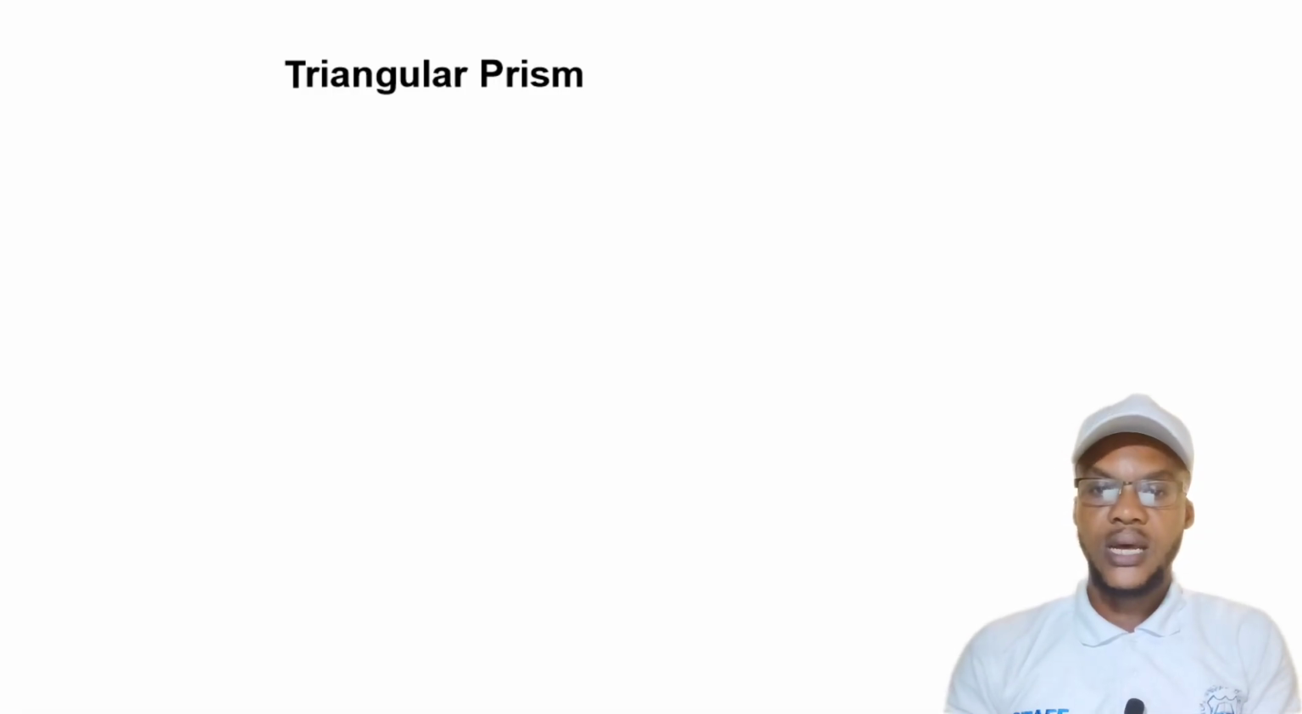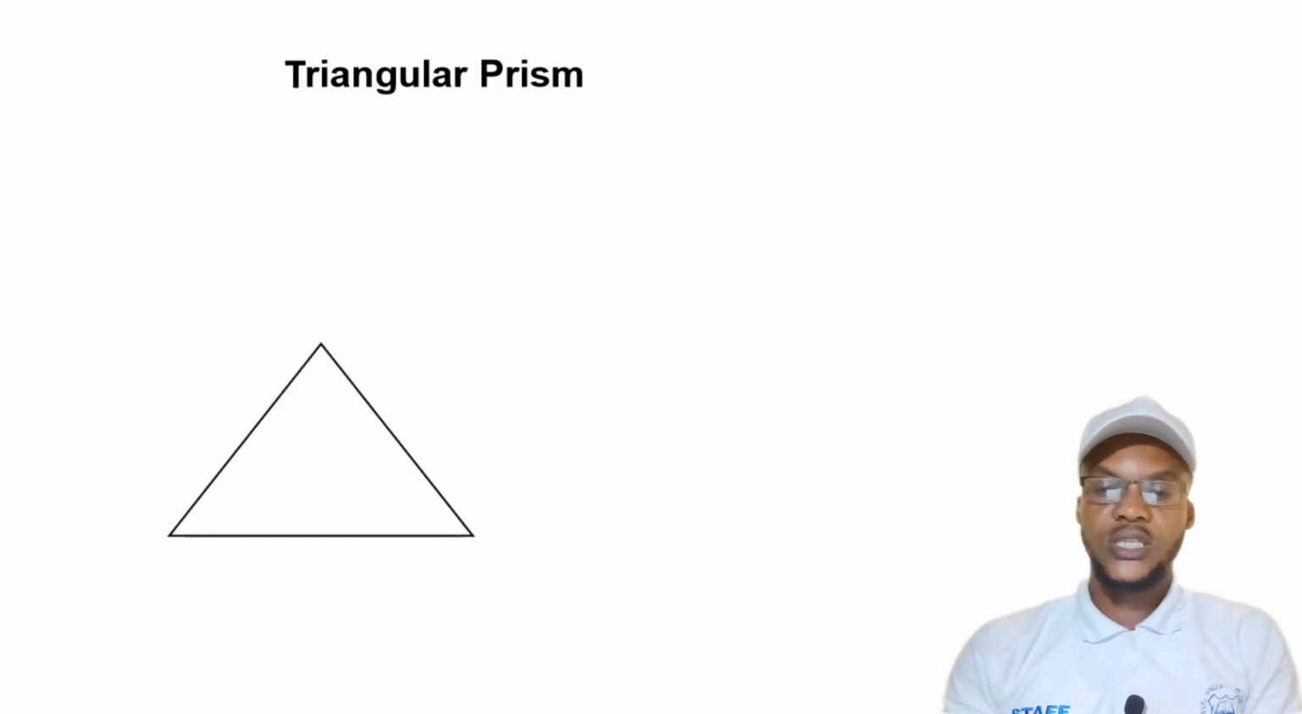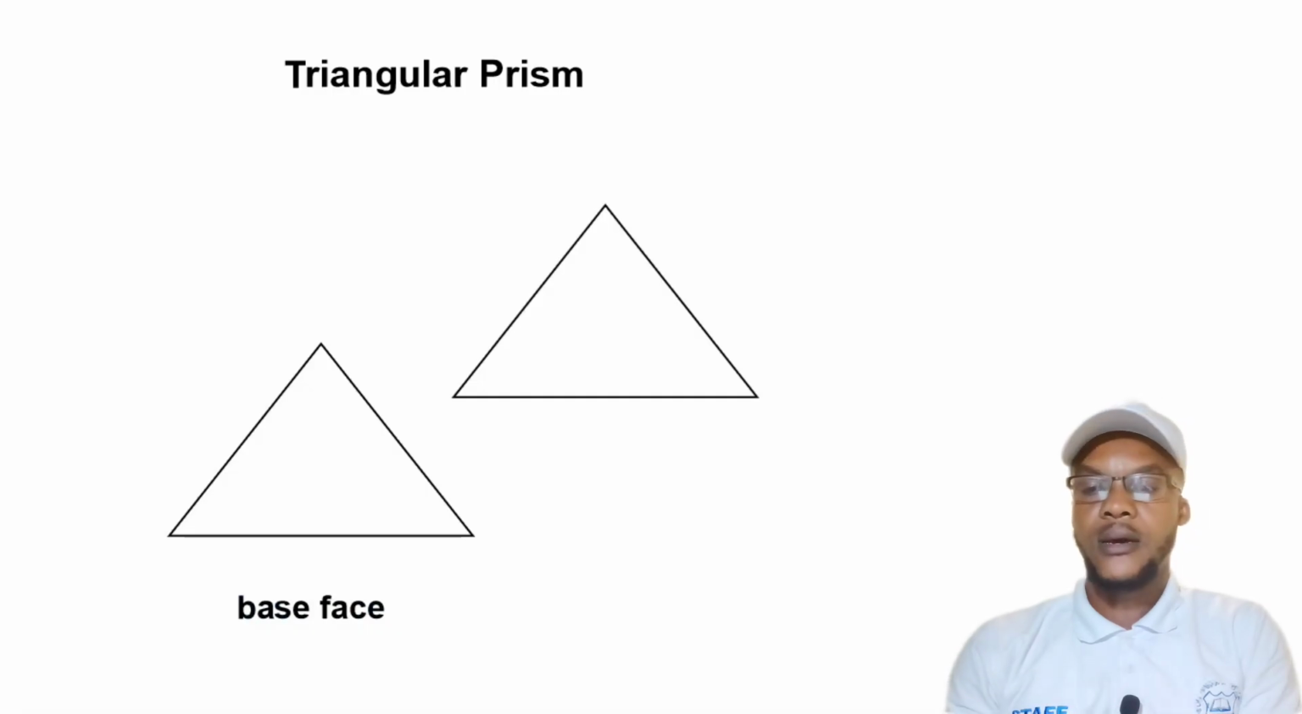So if you take a triangular prism, let's say we take this as our base. This is a triangle, and we are using this as our base face. To form a prism, you are going to get another face which is parallel to this one. So we take another parallel face. If you have this base, how do you form the prism? It's just a matter of connecting these two base faces by lateral faces.